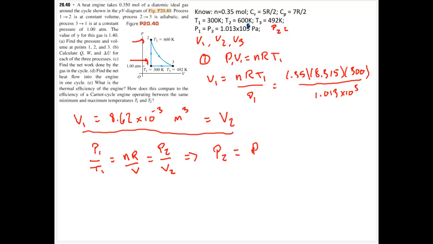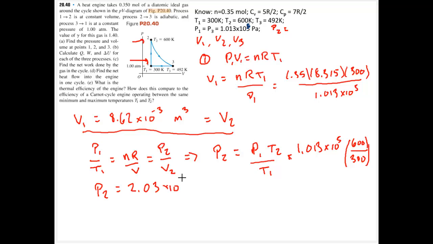Pressure at point 2 is going to be equal to the pressure at point 1 multiplied by temperature 2 divided by temperature 1. So that's going to be equal to 1.013 times 10 to the 5th pascals. Temperature at 2 is going to be 600 degrees Kelvin. Temperature at 1 is going to be 300 degrees Kelvin. So I've got my pressure at 2 now to be equal to 2.03 times 10 to the 5th pascals.